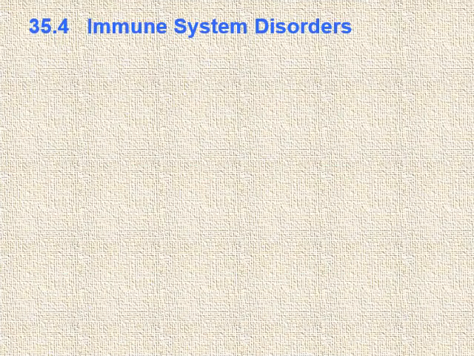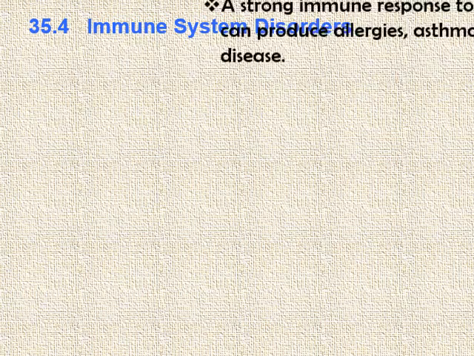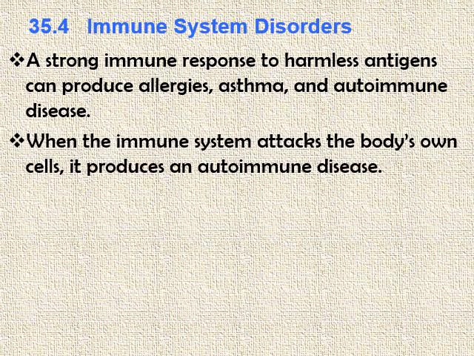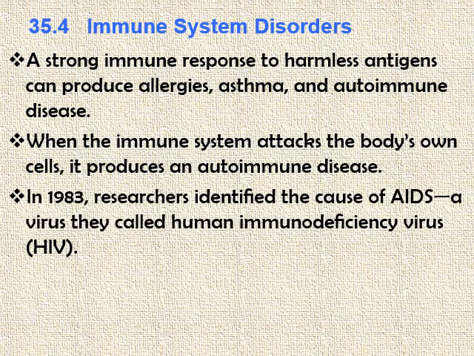Then to the last lesson of the chapter, which is immune system disorders. Under this lesson, we discuss the following main points. A strong immune response to harmless antigens can produce allergies, asthma, and autoimmune disease. When the immune system attacks the body's own cells, it produces a condition called autoimmune disease.